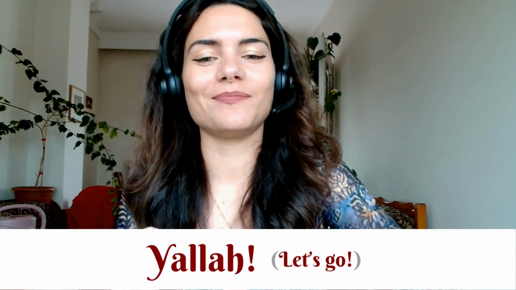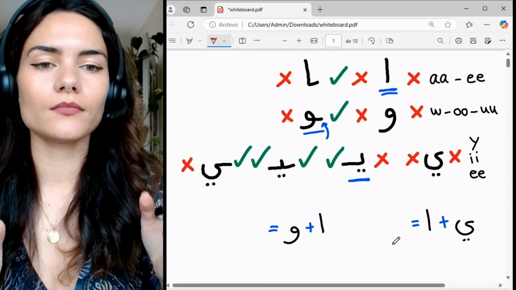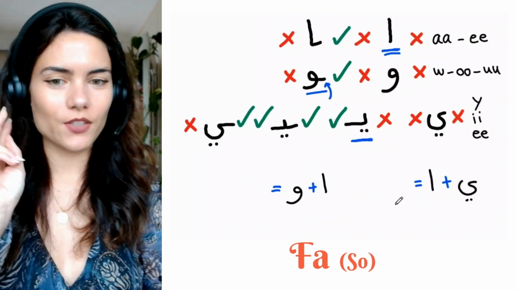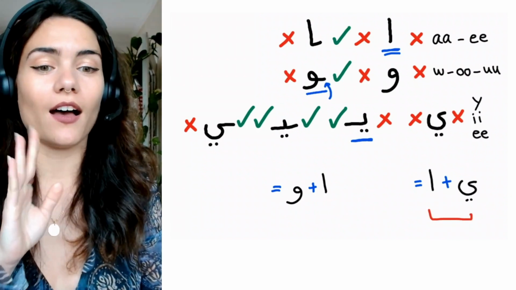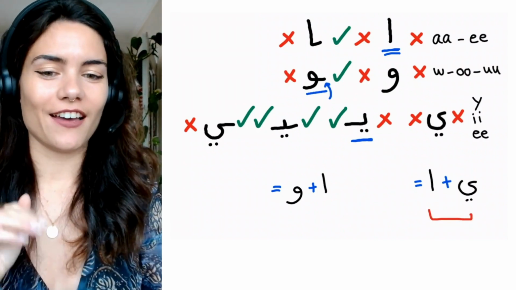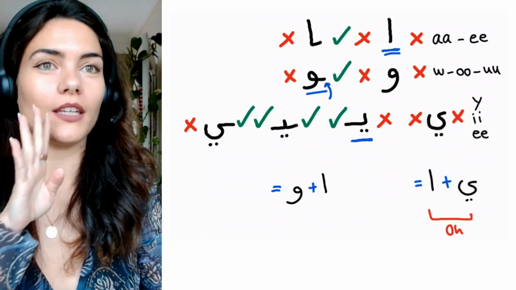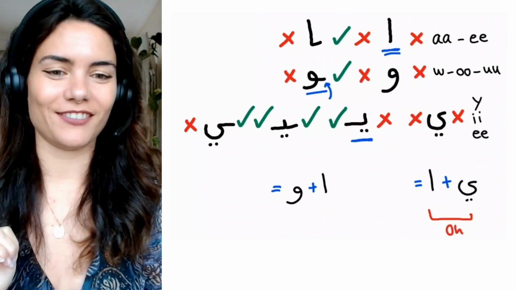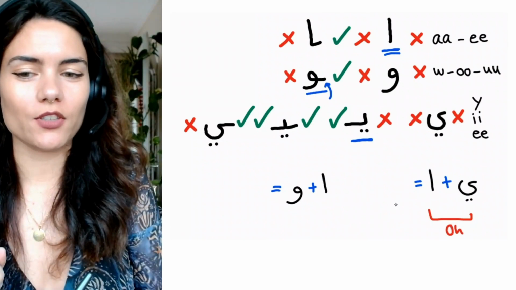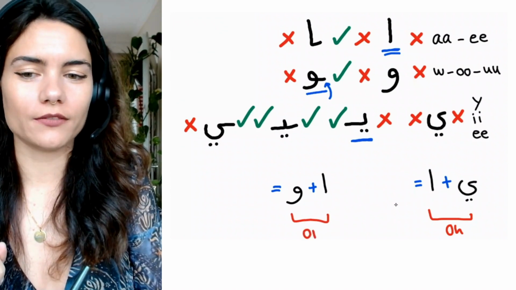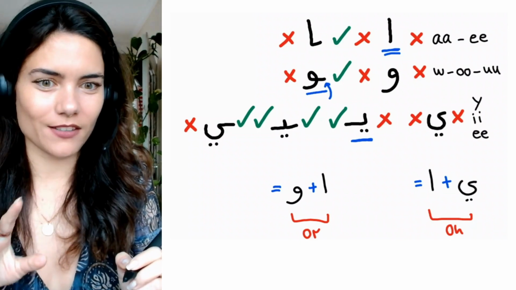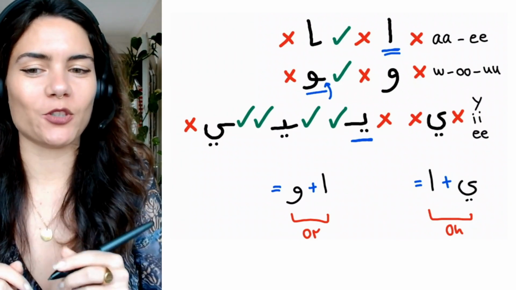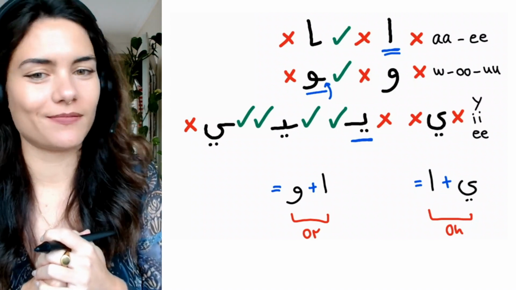Ready to do a bit more exercises with me anyhow? Yalla. Here you have two words that I want you to write. The first one is the word Ya, as in Ya Muhammad. Ya is the vocative in Arabic. Oh, Muhammad. And I want you to write also the word aw, or in Arabic. Pause the video, try to write it yourself using the tricks that I gave you, and then continue to see if you did it right.